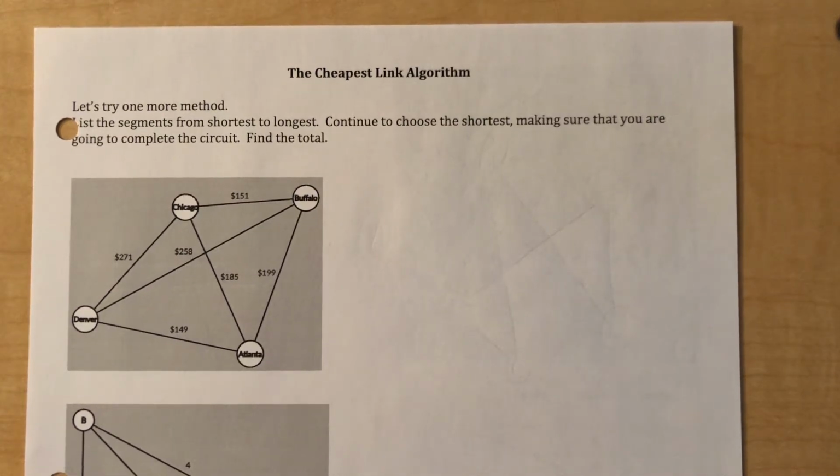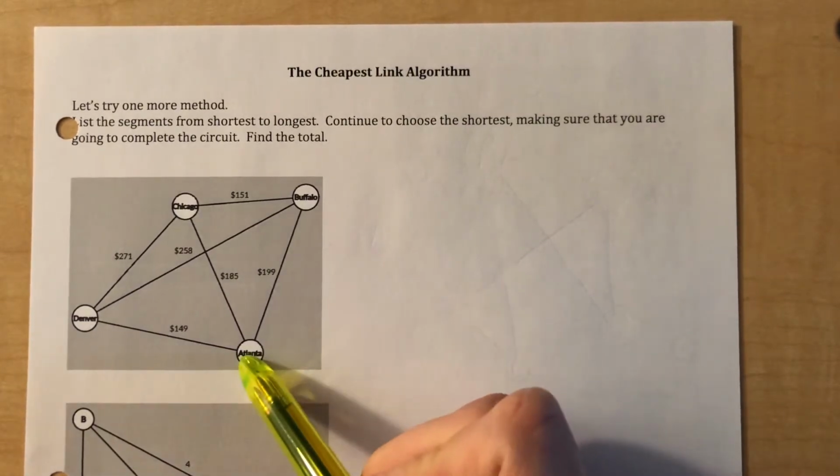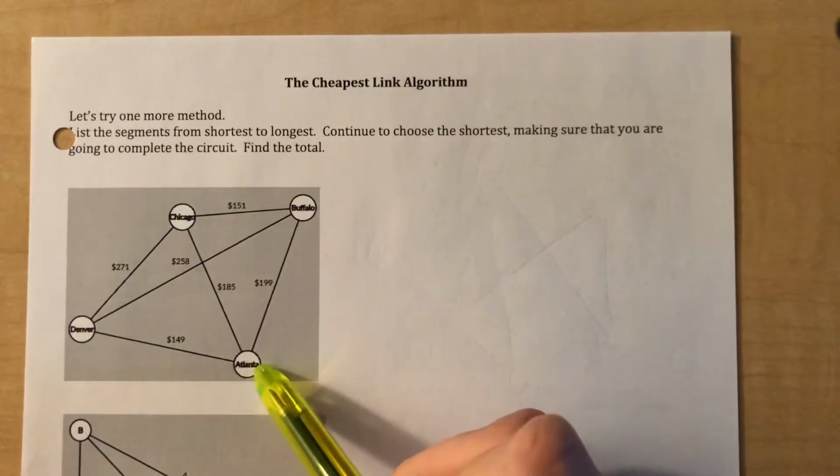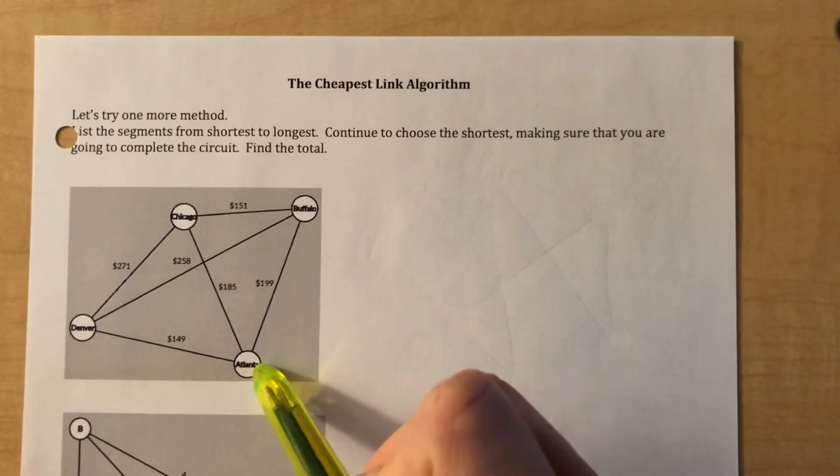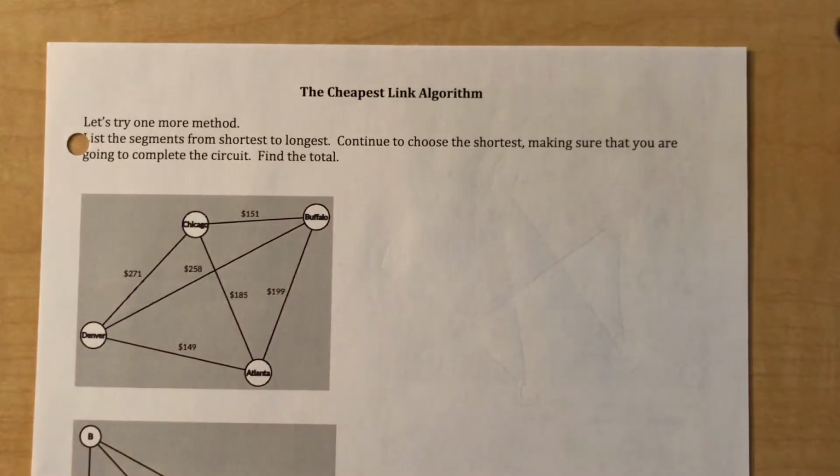This is the third of three methods for solving the traveling salesman problem. So here's, again, the traveling salesman problem premise. You start somewhere, you have to go to every city and then return to where you started, and you're trying to find the cheapest way to do it. And there were three methods.